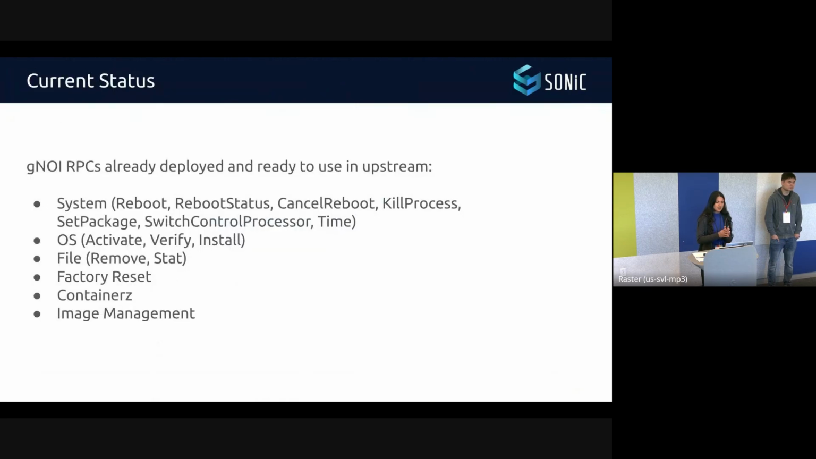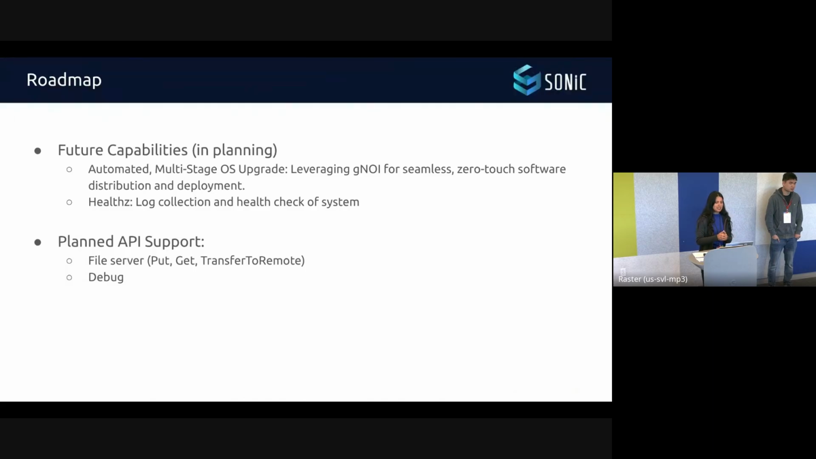So the current status is we have submitted a lot of gNOI RPCs that are already deployed and ready to use. Some of them include System: reboot, reboot status, cancel reboot; for OS: activate, verify, and install; File: remove and stat; factory reset, containerz, and image management. The future capabilities we plan to add are an automated multi-stage OS upgrade that uses gNOI for zero-touch software distribution and deployment, along with Healthz, which is for log collection. We're also planning to add additional file server capabilities and debug as well.